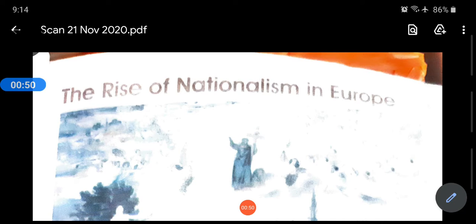We are going to learn about the mid 18th century, from 1750 to 1815. Children, I request everyone to please take out your notebook, even your textbook, and note down whatever I am saying so that during revision time you will find it easy and can understand the chapter very nicely. So, the rise of nationalism in Europe.